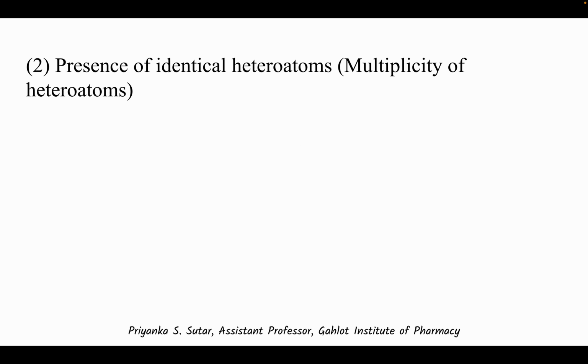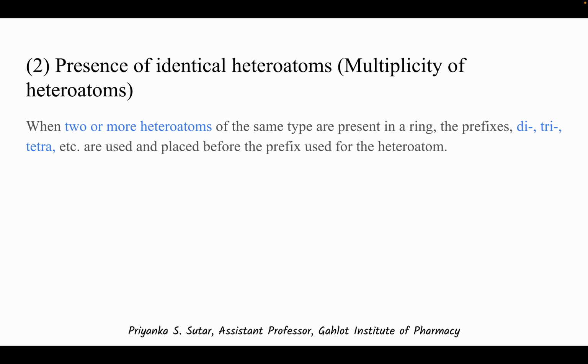Multiple heteroatoms may be present in a heterocycle, but those multiple heteroatoms should be identical. In that system, how will you write the name? When 2 or more heteroatoms of the same type are present in the ring, the prefixes di, tri, tetra are used and placed before the prefix. So what will be the sequence? If 2 identical heteroatoms are present, then you will write di, followed by the prefix, followed by the stem. This way you will go.